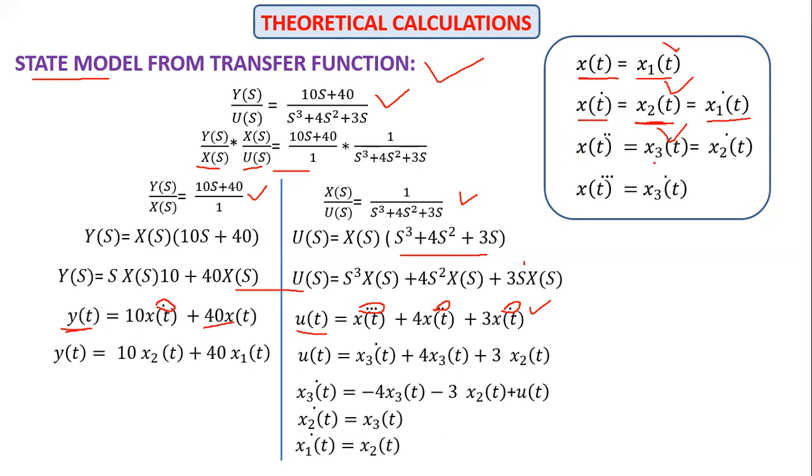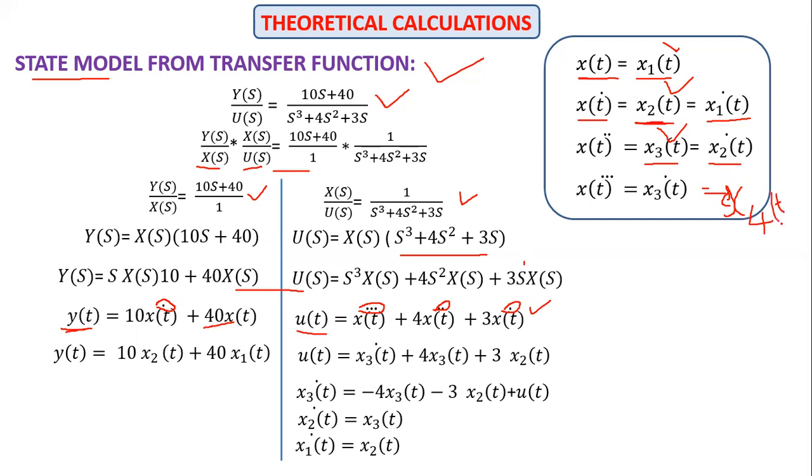Next, x double dot of t we are taking as x3 of t, which is also equal to x2 dot of t. And next in our equation we have three dots also, so x triple dot. Previously x double dot is x3, so x triple dot we need to take as x4 of t.